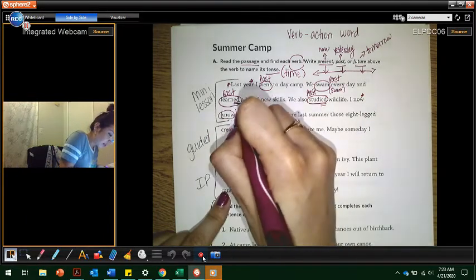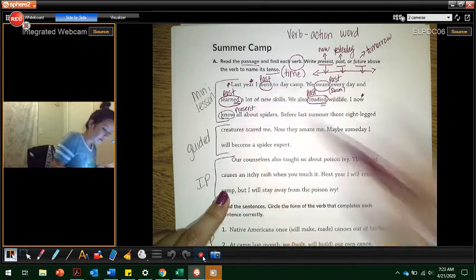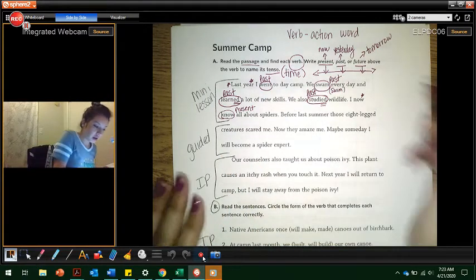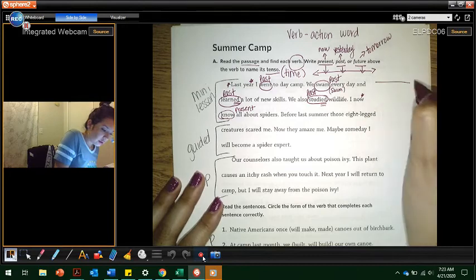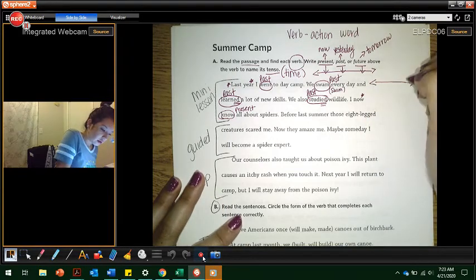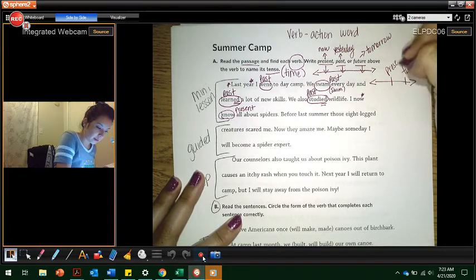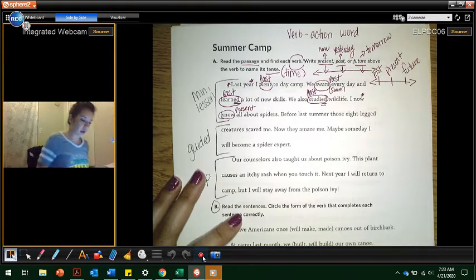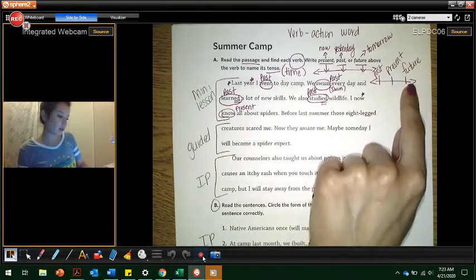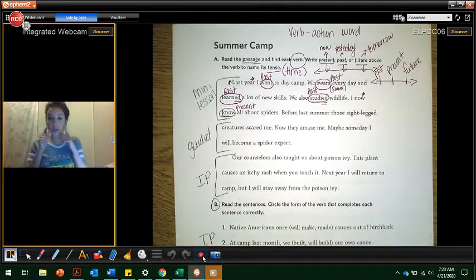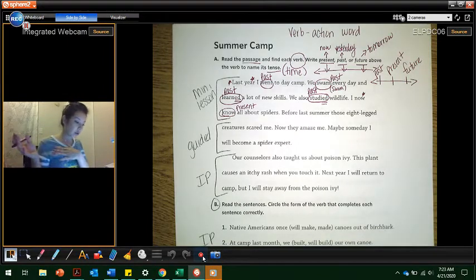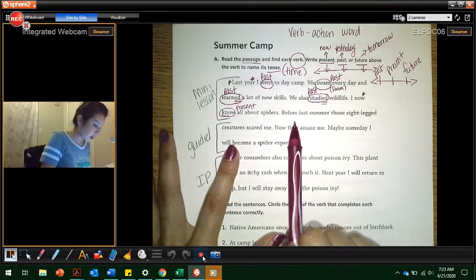It is present. Alright? So, let's recreate our timeline. This would be future. This would be present. It's happening now. And before that would be past. Okay? So past, present, future. We create a timeline to visually see, okay, this happened in the past, this happened in the present, that would happen in the future. This is our timeline, okay?